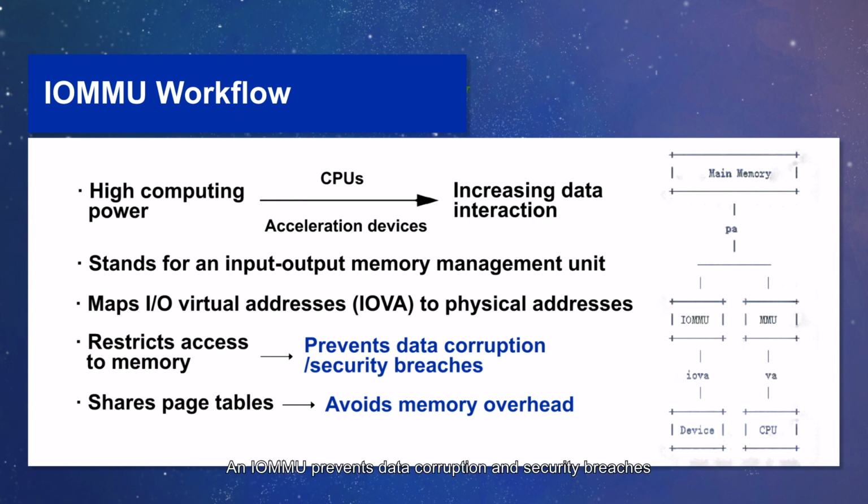An IOMMU prevents data corruption and security breaches by restricting access to memory, only allowing the processor to access memory that is allocated to the I/O device, but address translation and page fault handling increase performance overhead. In addition, an IOMMU allocates space for the I/O page table. To avoid memory overhead, the IOMMU and CPU may share the page table. For example, a device and CPU may share the virtual address.